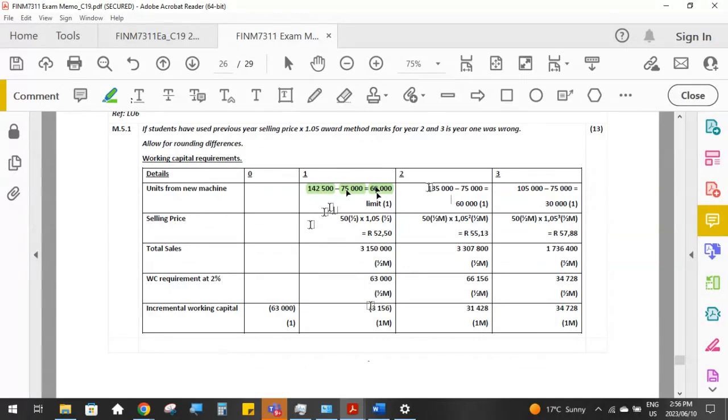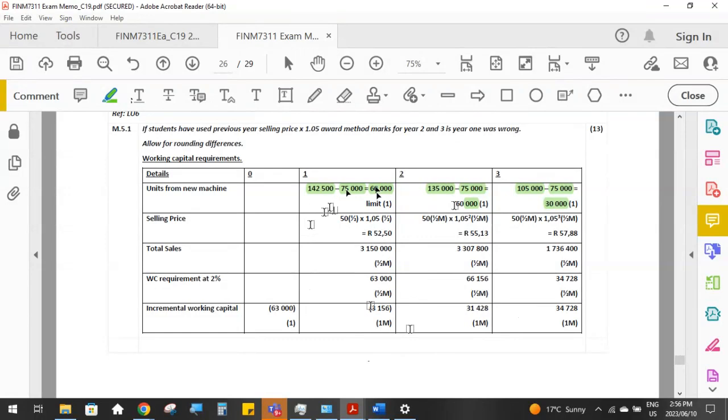Then in year 2, it's 135, the total forecast, minus what the old machines are going to make, gives us the number of units made on the new machine. And then the total forecast reduces in year 3. The first 75 will be made on the old machine, so we only have to make 30,000 units on the new machine. Then they said we want 2% of sales value.